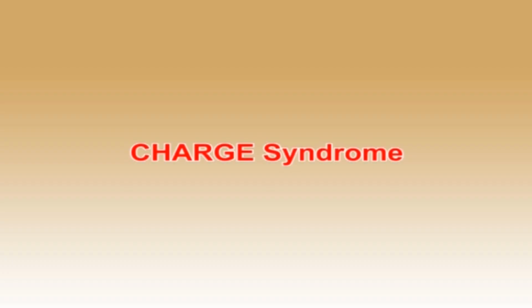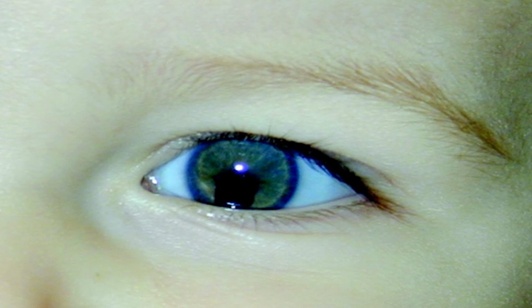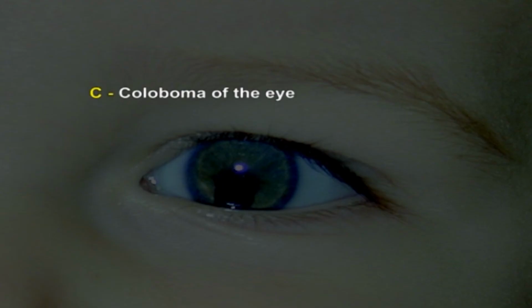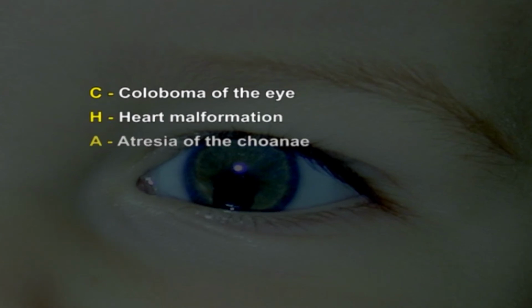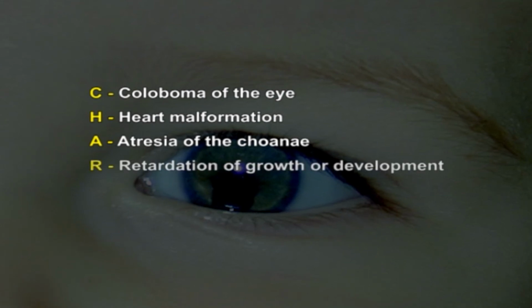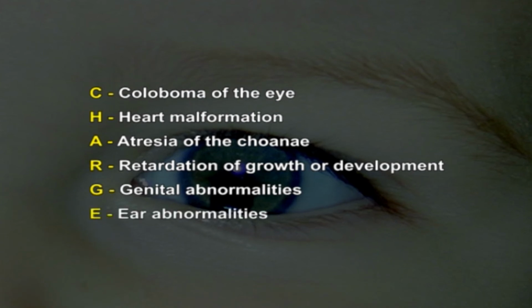The other syndromes are CHARGE syndrome. It's a collection of 6 multi-system congenital anomalies that includes C for coloboma of the eye, H represents the heart malformation, A represents atresia of the choanae, R represents the retardation of growth or development, G represents genital abnormalities, E represents the ear abnormalities.